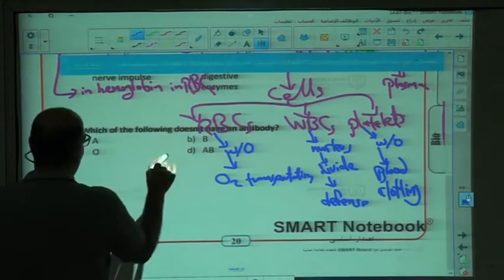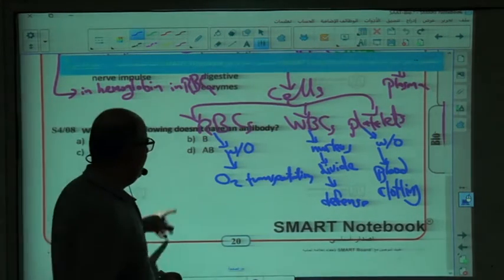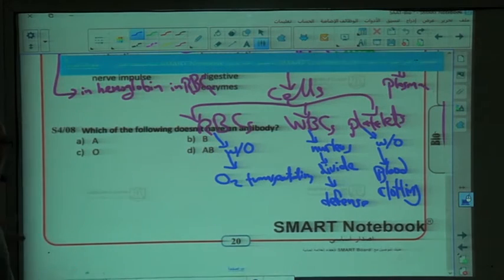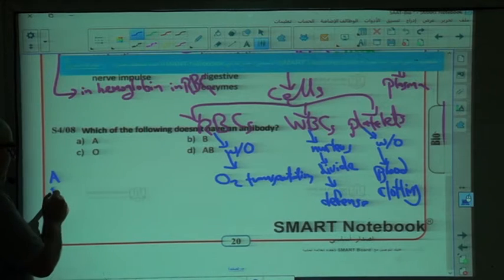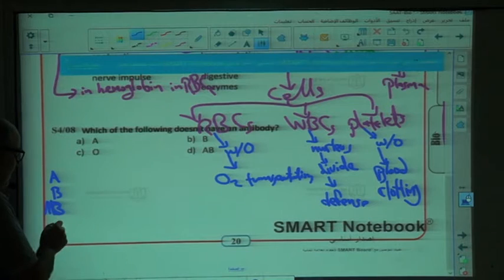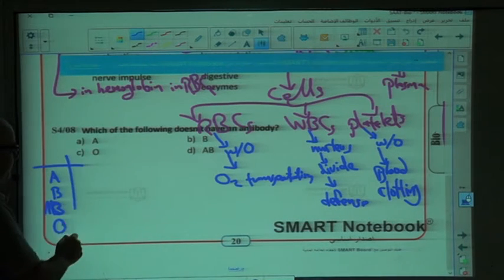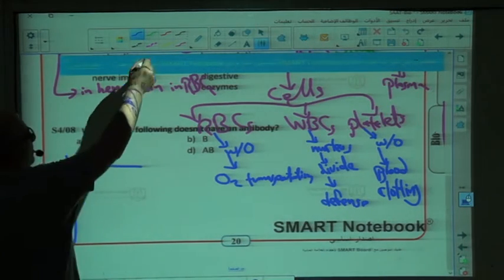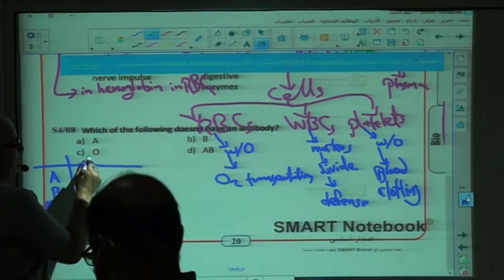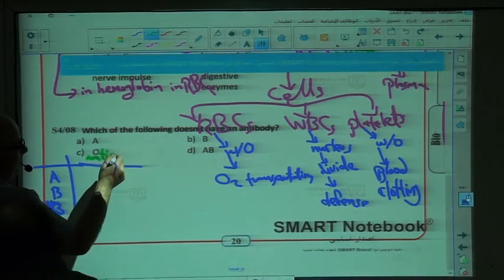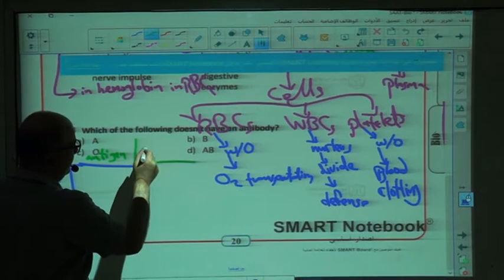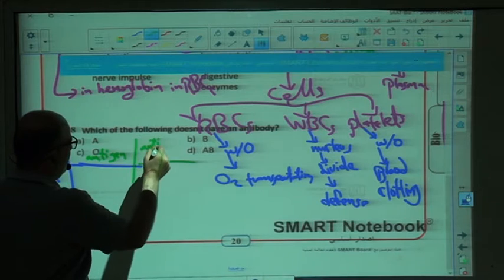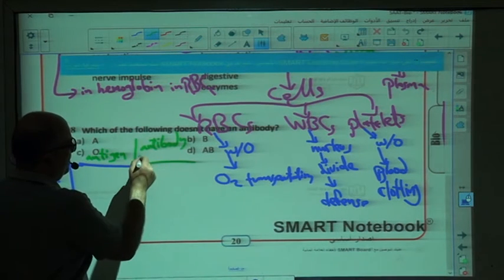Now, which of the following, guys, doesn't have antibody? We have four main blood groups: A, B, AB, and O. Here we want to determine what is the antigen and antibody in the plasma.